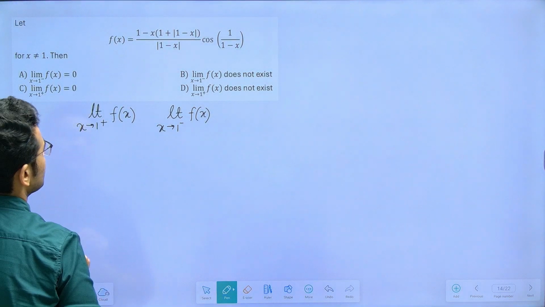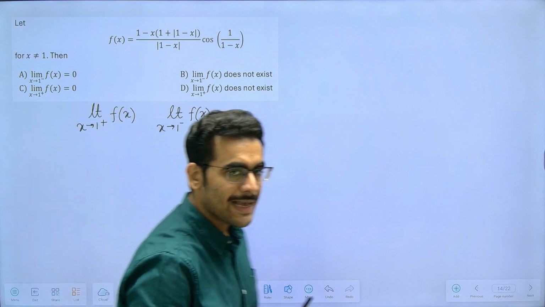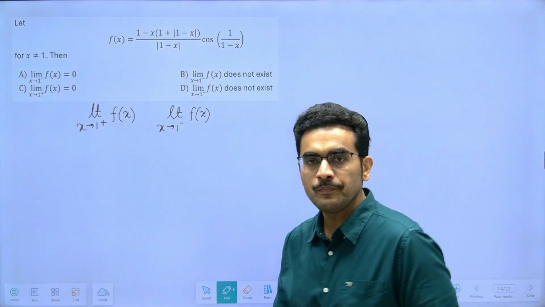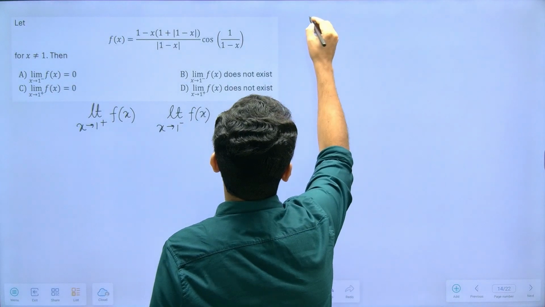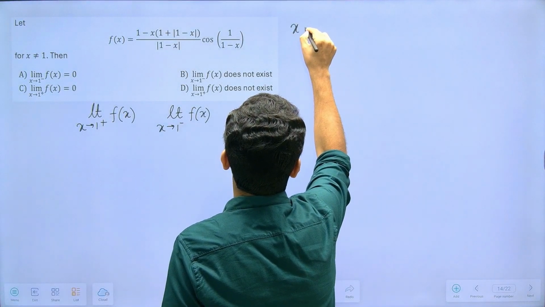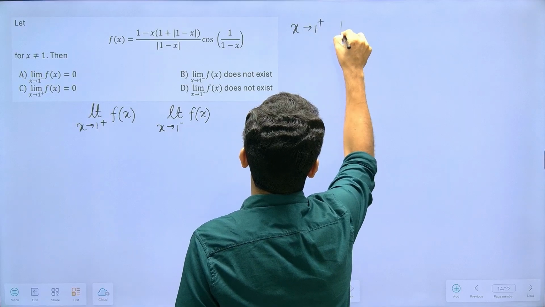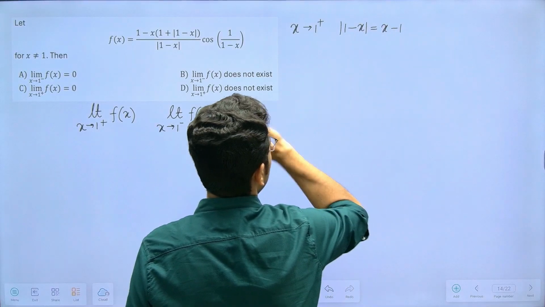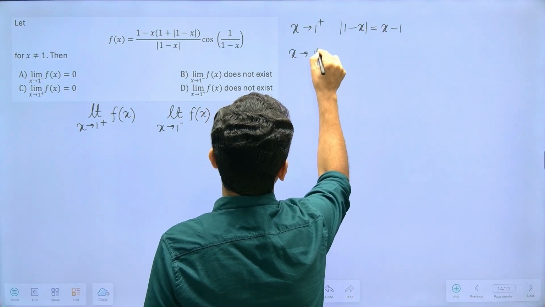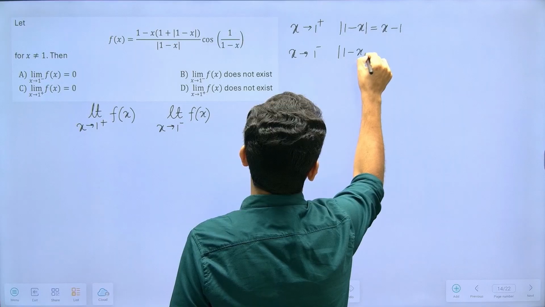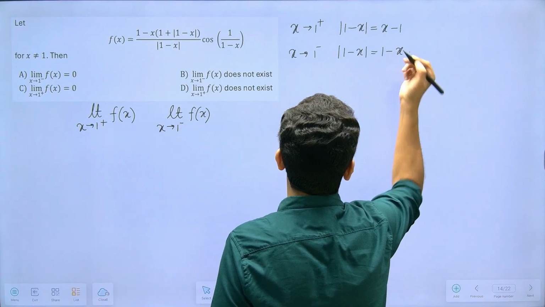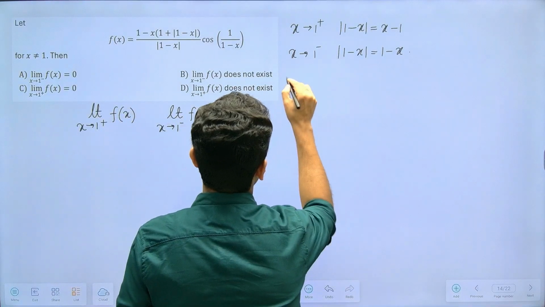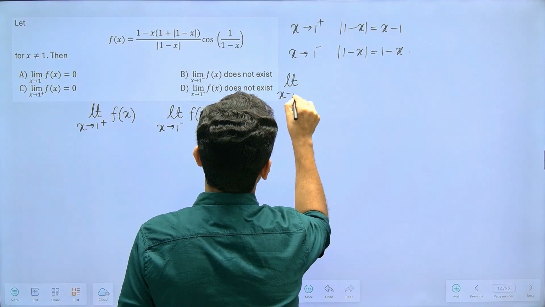So first one, limit x tends to 1 plus f(x), that is x is tending to 1 from the right side of 1. That means x is more than 1. So when x tends to 1 plus, mod of 1 minus x will be written as x minus 1 because x is more than 1, and as x tends to 1 minus, mod of 1 minus x will be written as 1 minus x because x is less than 1. So let us first take limit x tends to 1 plus.